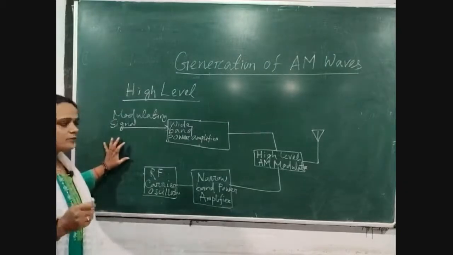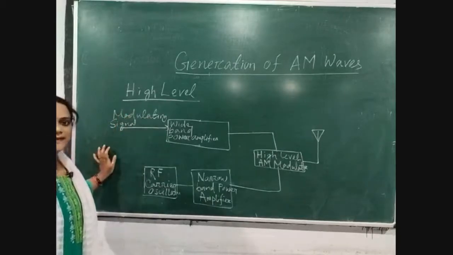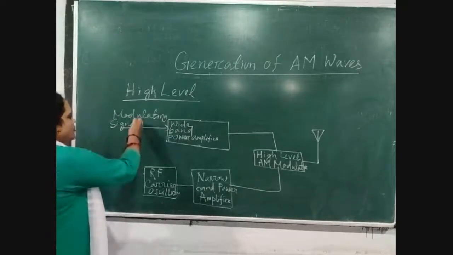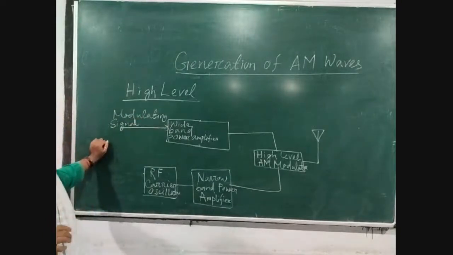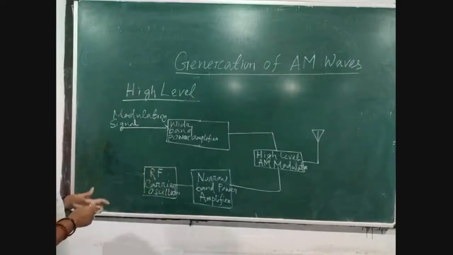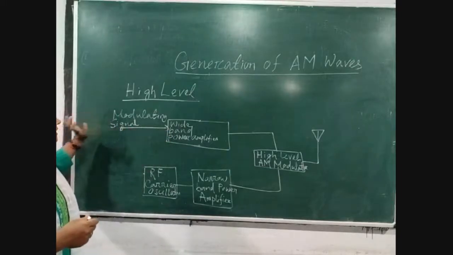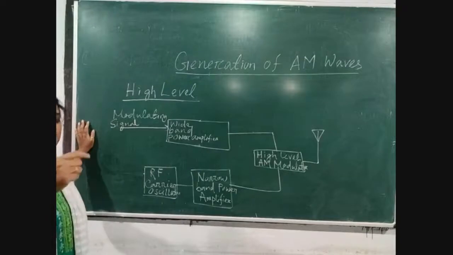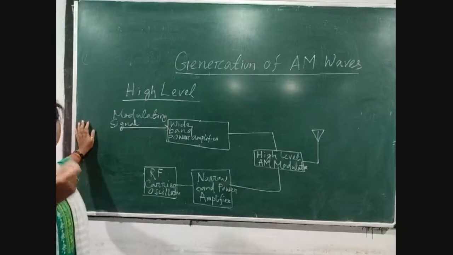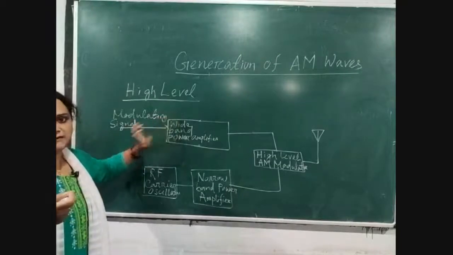As we know, the modulating signal and carrier signal of this type of modulator are associated with high power level. So we never give these signals directly to the modulator. Before giving them to the modulator, we amplify the signals. The modulating signal is given to the wideband power amplifier, because the modulating signal varies in frequency and amplitude; it is not a fixed frequency signal. Because of that we use a wideband power amplifier.